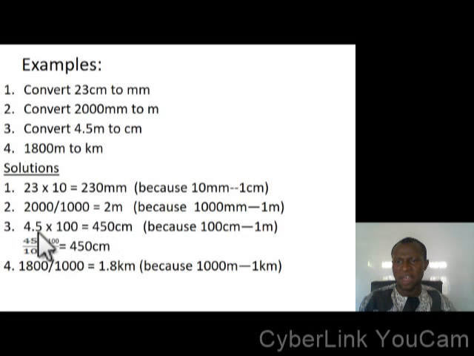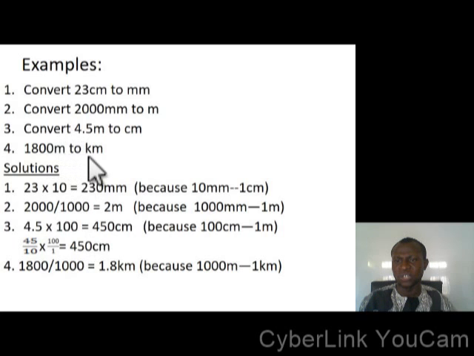This is where we demonstrated it quite clearly here. Changing 4.5 to fraction, you've already done this in the previous terms. That gives us 45 over 10. That's what we have here, times 100. So this 0 will cancel this 0. We are left with 45 times 10, and 45 times 10 will give us 450 centimeters.